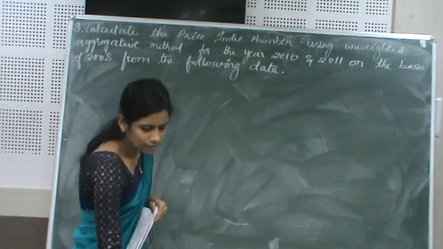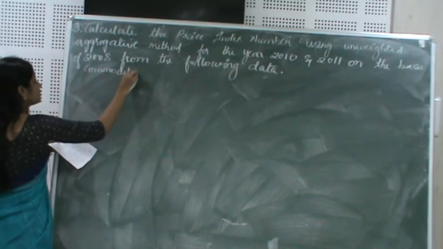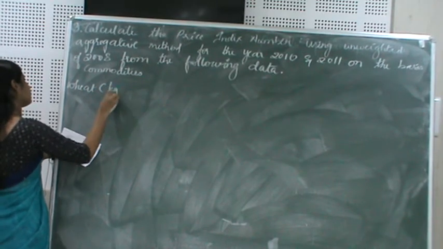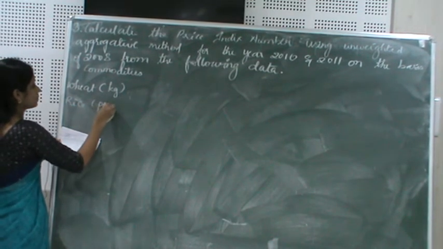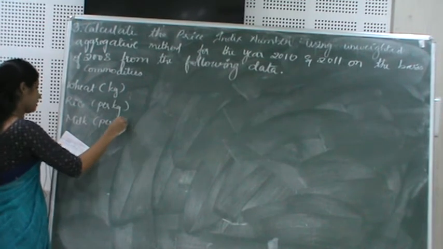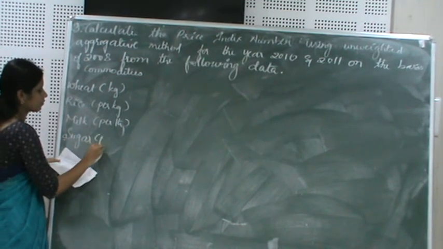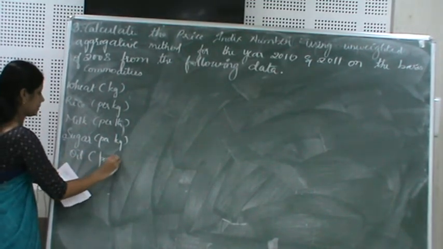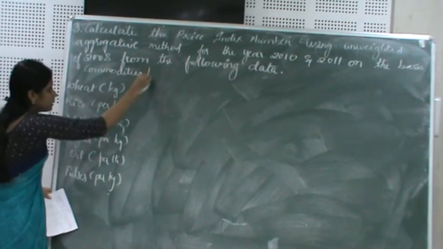And the information given is, first they have given commodities, and the commodities are wheat per kg, next rice per kg, next milk per liter, next sugar per kg, then oil per liter and pulses per kg. So these are the commodities.